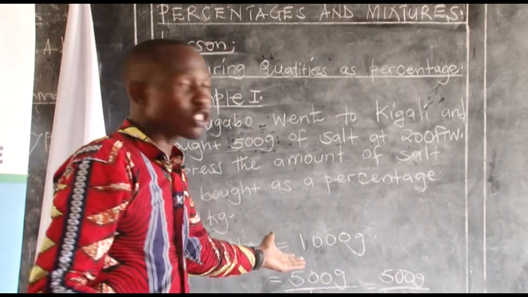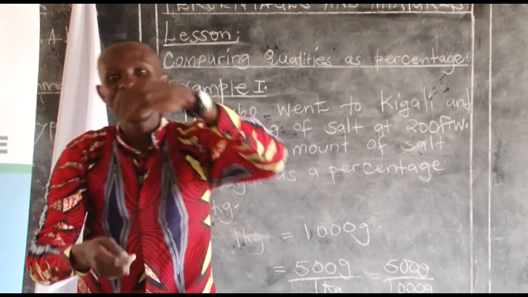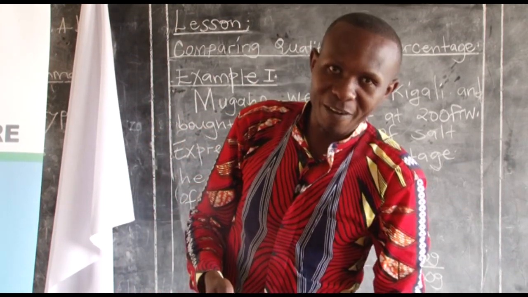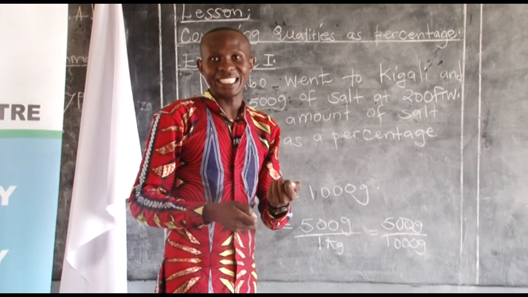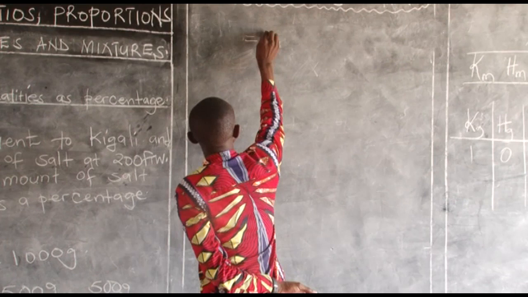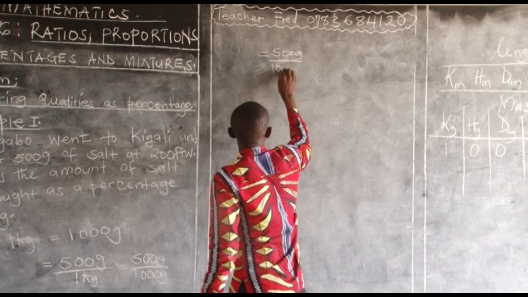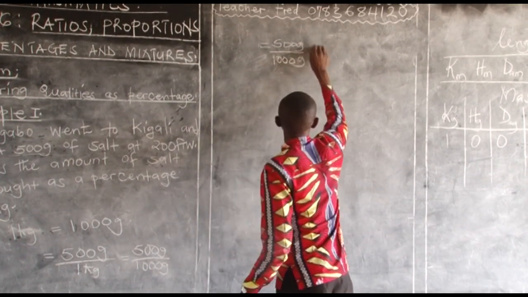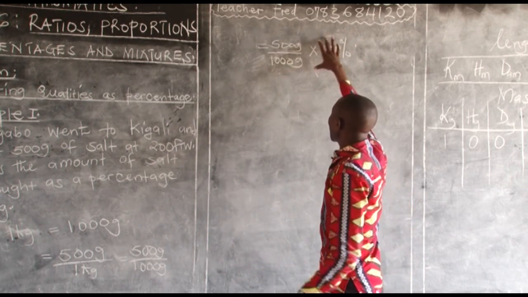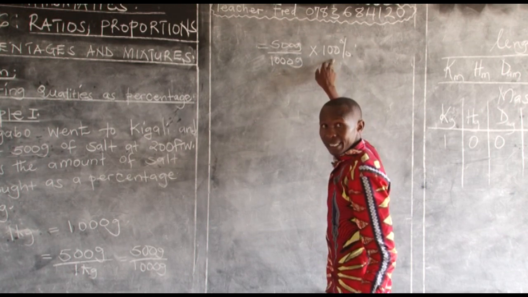We are going to get the fraction we have already formed. We multiply by 100% because we are expressing the quantity that this man bought as a percentage. So I'll say, 500 grams out of 1,000 grams times 100%. We are expressing everything into percentage. That's why we're multiplying by 100%.